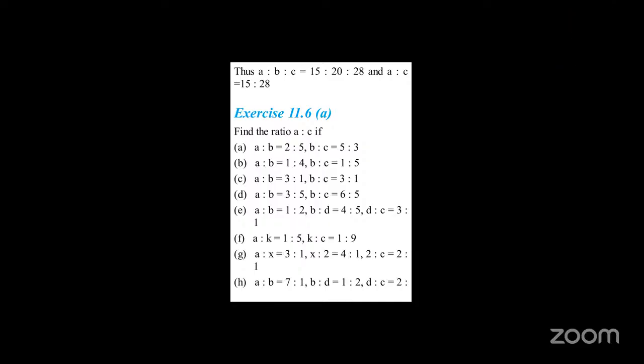Are you done? Yes. Okay, so what have you gotten? A is to C is equal to 4 ratio 10. 4:10, okay? Let's do it together and see. Mine is 1:1.